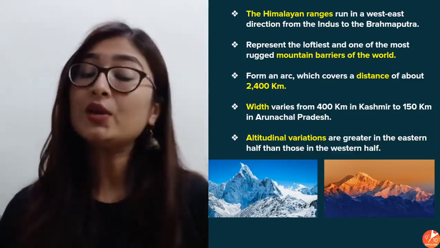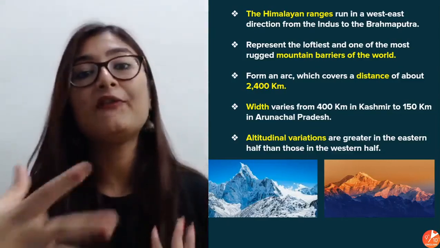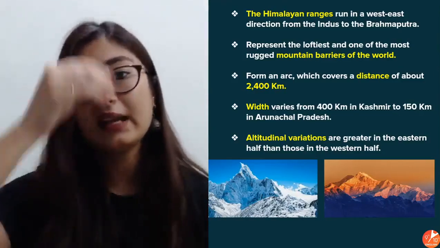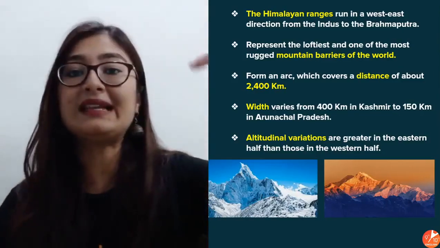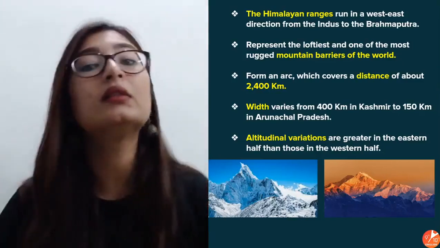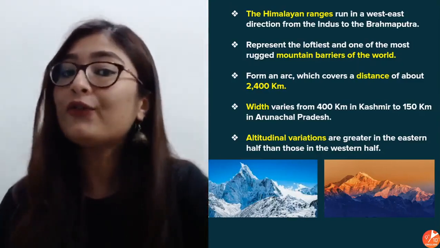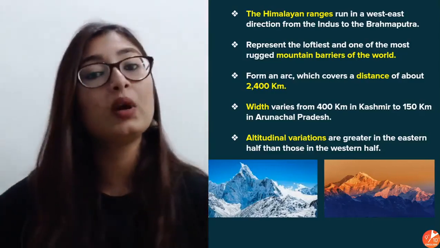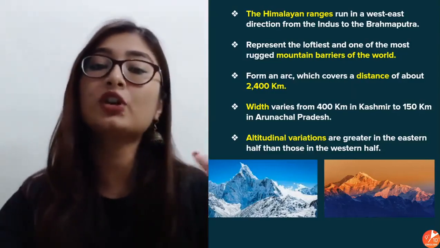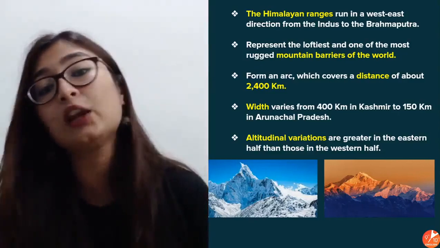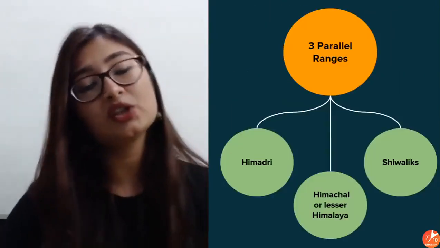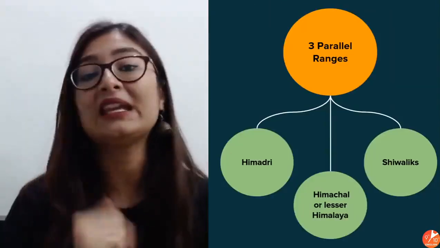Also, it's not just very long, it's also very wide. Though the width of the Himalayas changes when you compare the western part and the eastern part. Towards Kashmir, it's somewhere around 400 kilometers, and when it moves towards Arunachal Pradesh, it reduces to somewhere around 150 kilometers. Also, the height variation is a lot. The altitude also keeps changing.